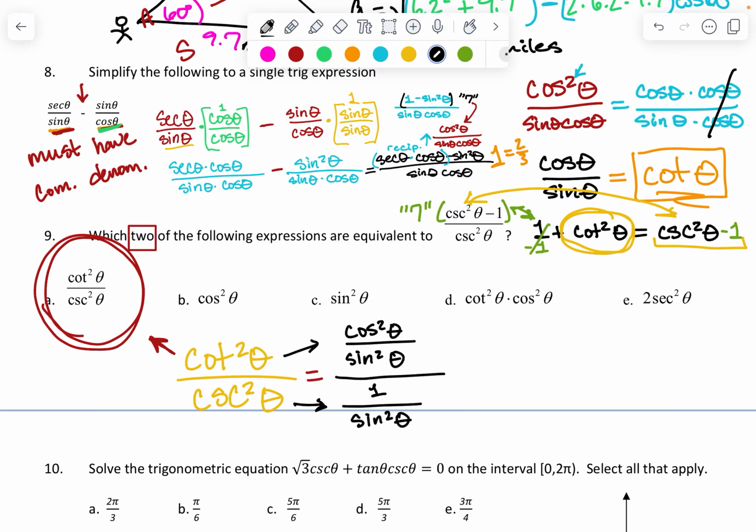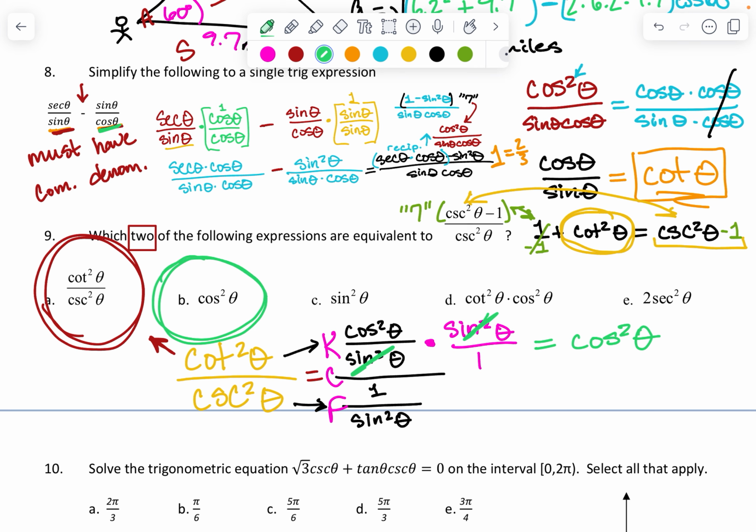So hopefully y'all are starting to see how this is going to unfold. I need to keep, change, flip, which means instead of dividing, I'm going to multiply. And instead of 1 over sine squared, I'm going to flip to sine squared theta over 1. And as you can see, as I multiply, these two cancel out, and that leaves me with cosine squared theta, which is answer B. So A and B are equivalent to my original trig expression.